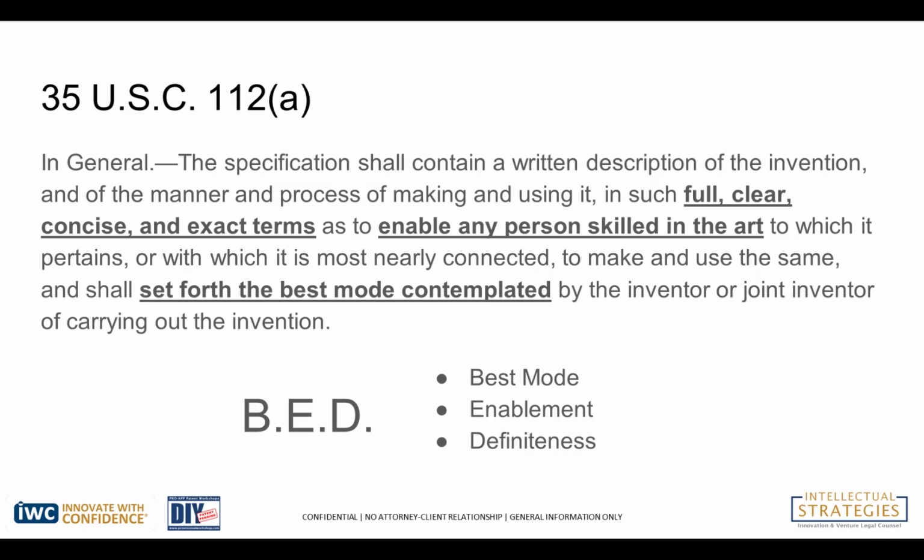The next requirement is enablement in the middle of my list. It must enable any person skilled in the art to which it pertains to make and use the same invention. In other words, you need to teach somebody who's skilled in your same technology to make and use your invention. That doesn't mean they have the right to use it without your permission, but it means that you've taught them enough that if you were to give them permission, or really after your patent rights expire, they could go out and make and use it.